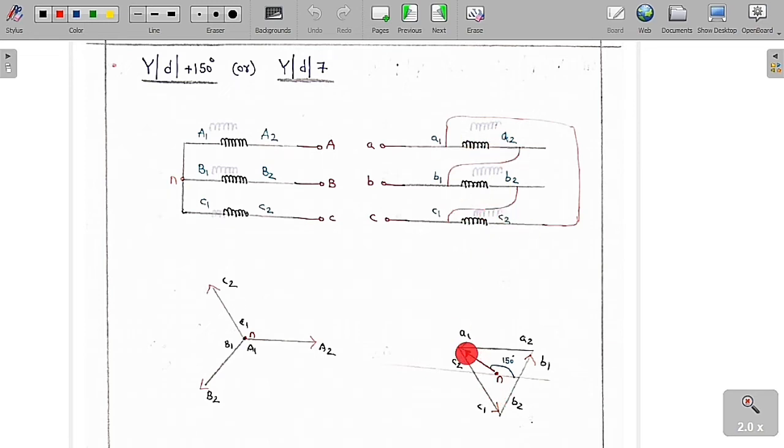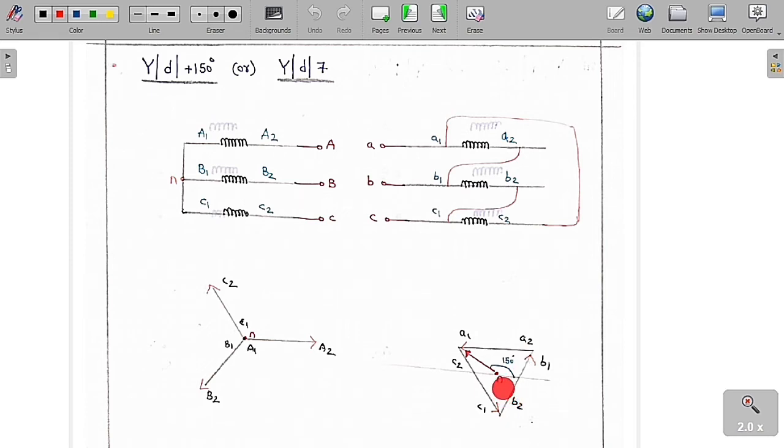You can see clearly this is A1, A2, this is B1, B2. I am going to shift here. This is C1, C2. I am going to shift in this way. Therefore, we get the connection in this manner. Here A2 is connected to B1, B2 is connected to C1, and C2 is connected to A1, and we are taking supply from A1, B1 and C1. Keep the arrows at A1, B1 and C1. You are going to get a line voltage vector, but we want the phase voltage.